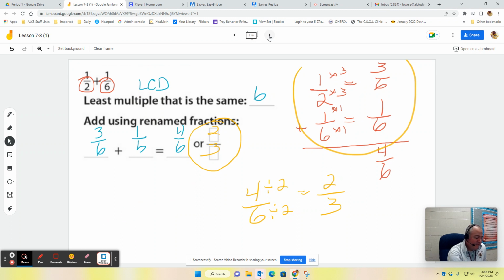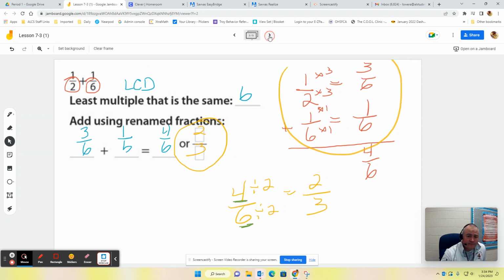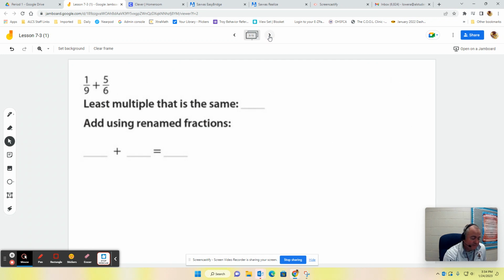You want to be able to simplify it. You want to look at what number you can divide evenly into both 4 and 6, and it's got to be the same number. In this case, it's going to be 2. Let's do another example.